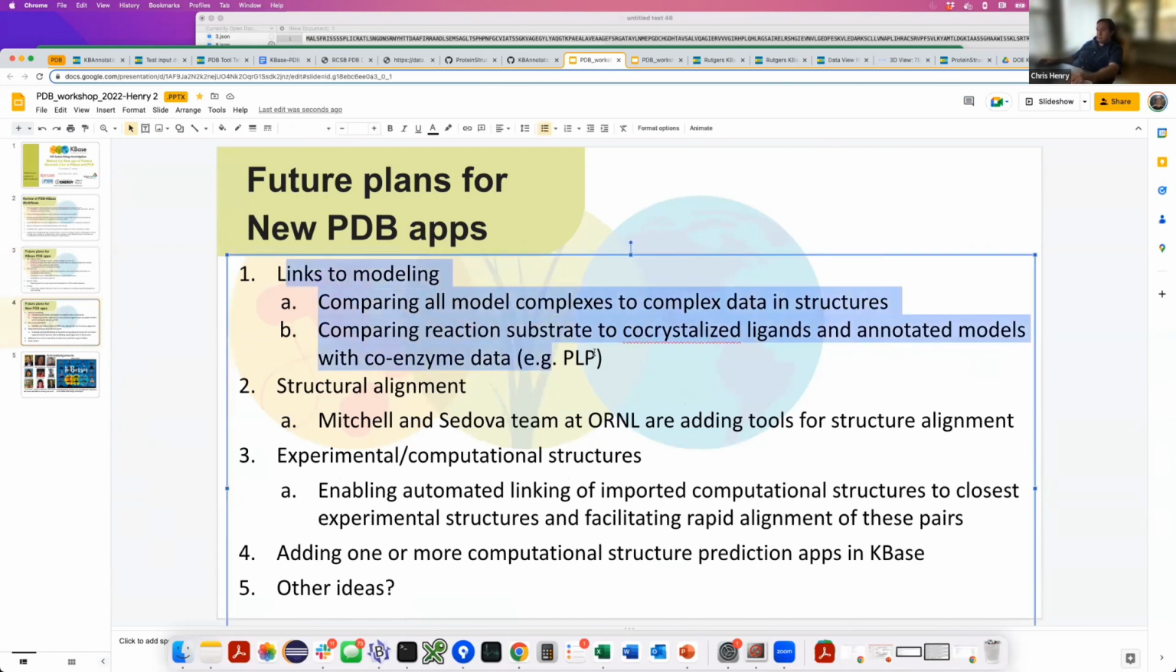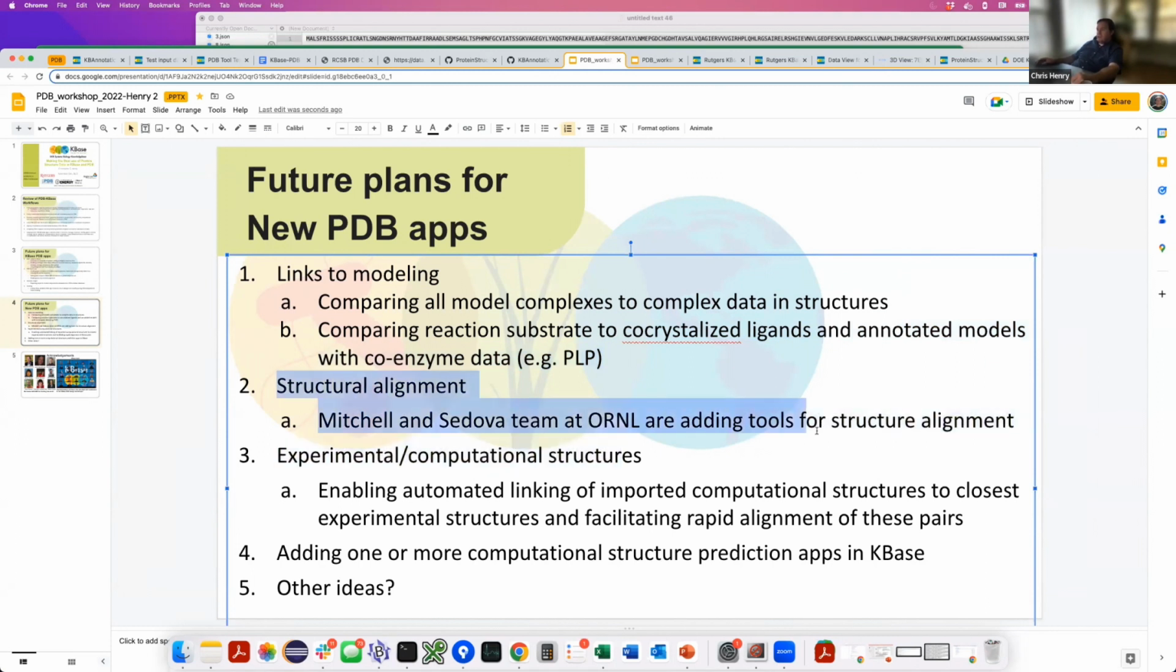More broadly, we want to link to modeling: automatically compare model complexes with the PDB data, compare model reaction substrates with co-crystallized ligands, and be able to annotate models with coenzyme data. If you're a modeler, people are increasingly using this coenzyme data in metabolic modeling to better capture the behavior of these enzymes. But when people do this, it's literally a year of manual annotation effort to get this data in. So having a tool that would automatically import this data from PDB would be enormously valuable.